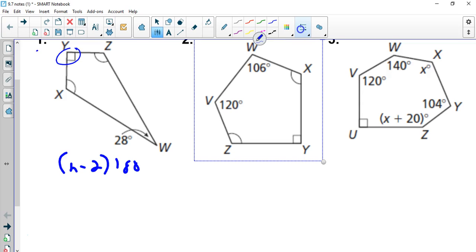Notice we have a 90-degree angle here. These are both equal to each other, and this is 28. So our setup is 2x plus 90 plus 28. If you wanted to add those ahead of time, you can, equals 360. Okay, and so you're just going to add 90 plus 28 and get 118.